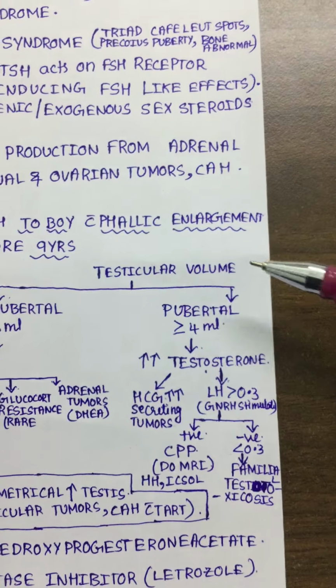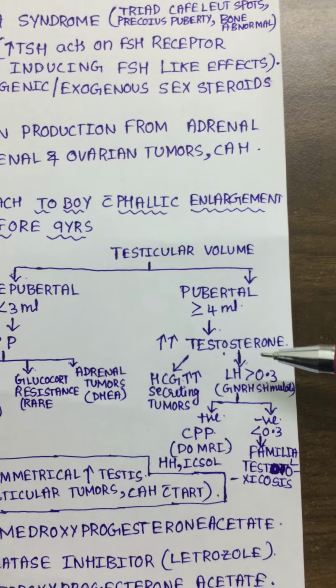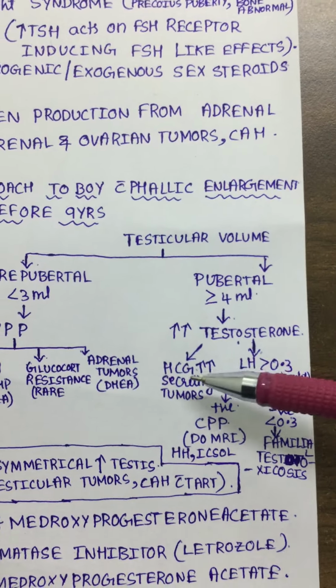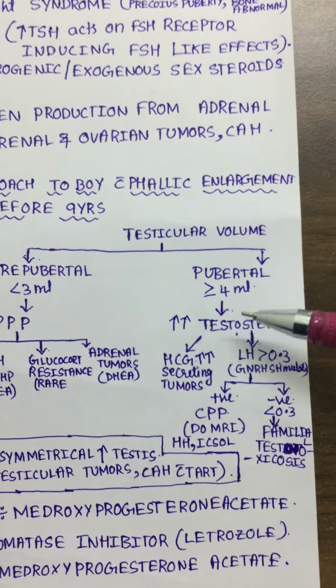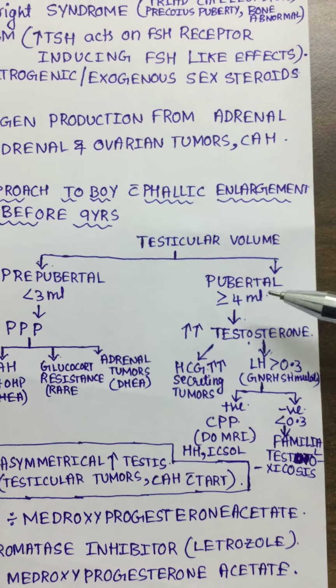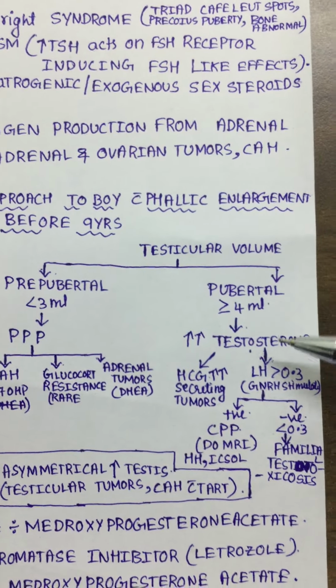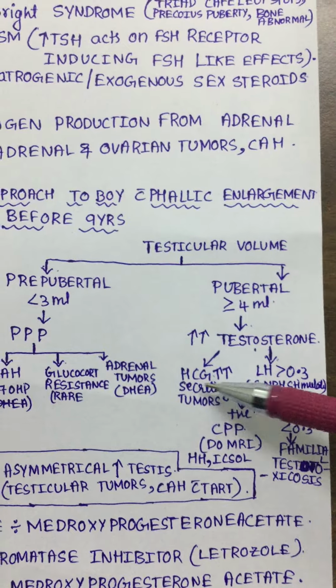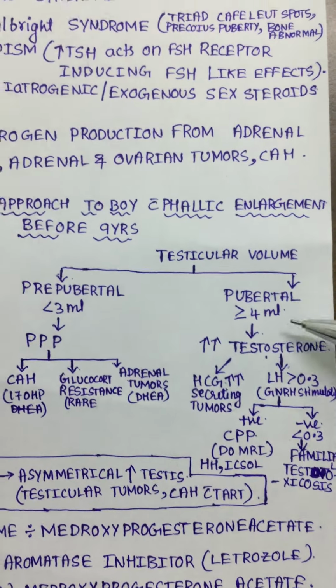Okay. And if the testicular volume is pubertal, more than 4 ml, then we should test for testosterone. I already told you the only exceptions for raised testicular volume in peripheral precocious puberty are HCG secreting tumors and familial testotoxicosis. Usually the testicular volume is more in central precocious puberty. That's why I have kept them in this line.